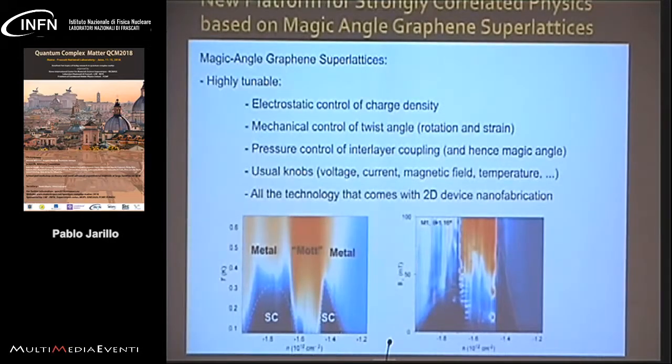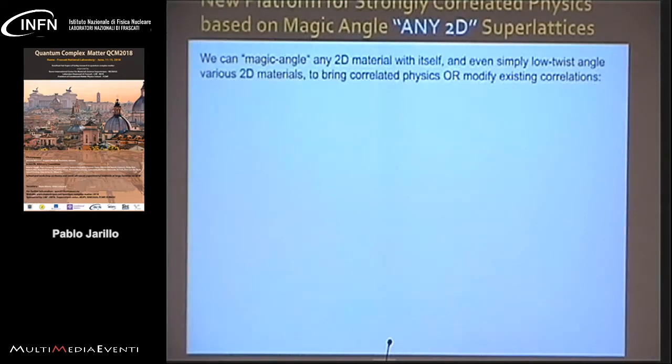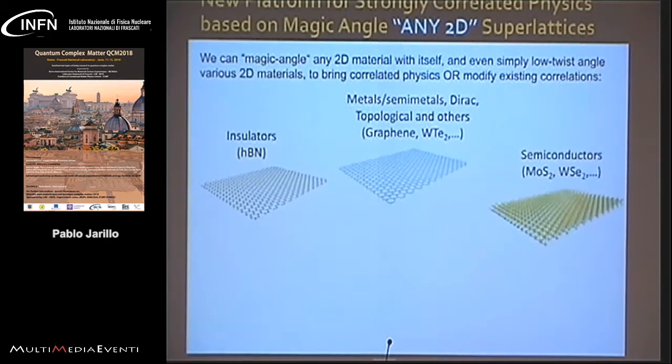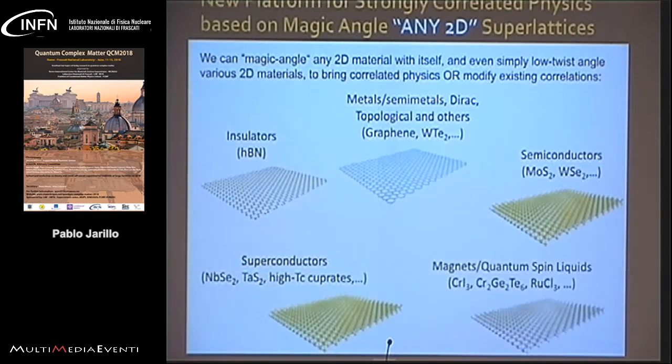So let me, in the last minute, tell you a little bit about the outlook. This is, of course, a very tunable platform to study correlated physics. But one important thing is that this can work not just with graphene on graphene, but with any 2D material. We have by now 2D materials that exhibit all of the condensed matter behaviors that you can imagine. If you put this material on top of itself, there will be a condition, a magic angle, where either globally in momentum space or locally in momentum space, you will realize these flat bands, and you will bring extra correlations if they weren't there, or modify them if they were present. We can do this with any 2D materials.